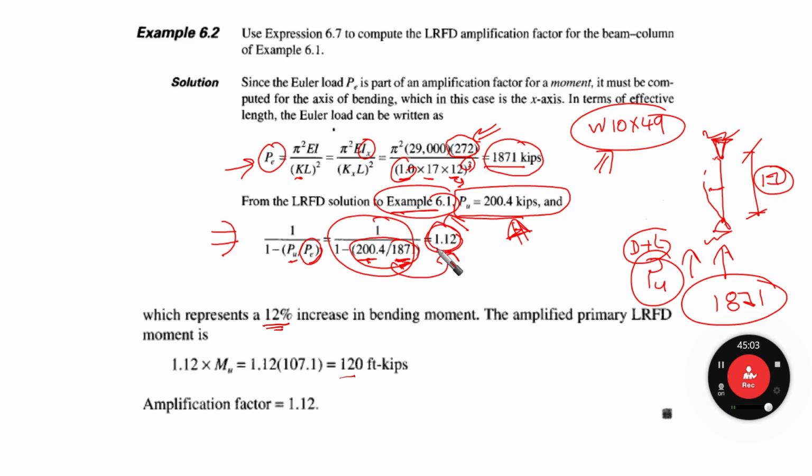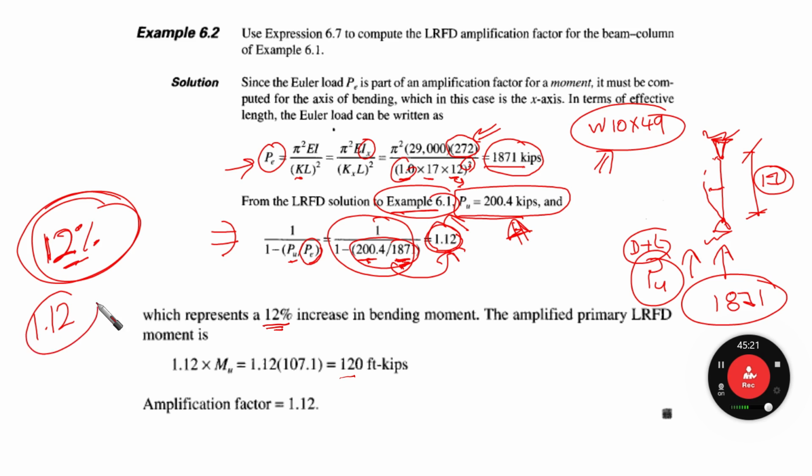What is the meaning of this 1.12? This means that 12% is going to be increased, or we are going to amplify our original moment by 12%. So we're going to multiply our moment by 1.12 times M ultimate to obtain the amplified moment due to the P delta effect.